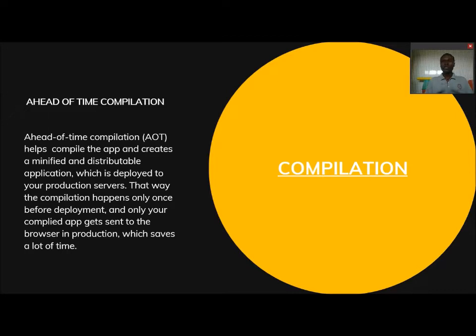In the Angular world, it is known as AOT, ahead of time compilation. Ahead of time compilation helps to compile the app, creates a minified and distributable version of the application, and is deployed to the production servers. That way, compilation happens only once before deployment, not at the browser, but rather before it is sent to the server. Thereby, it saves a lot of time and improves the performance of the app.